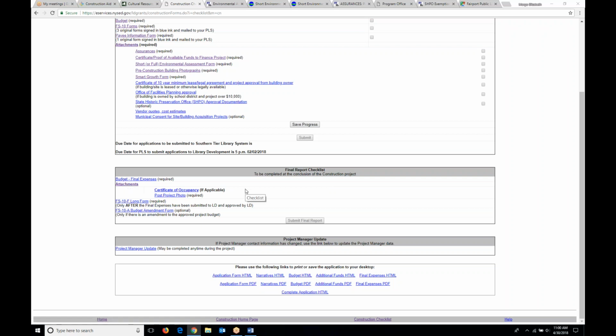The last part down here that I want to draw your attention to is the budget final expenses. These other parts, FS10F long form or FS10A budget amendment form, don't come into play until either your project is complete and you've completed your final expenses and you get approval from DLD to print your FS10F form to get that final 10% of your funding. Or if you found the scope of work and the amount of money that you received don't match and you need to amend your application.